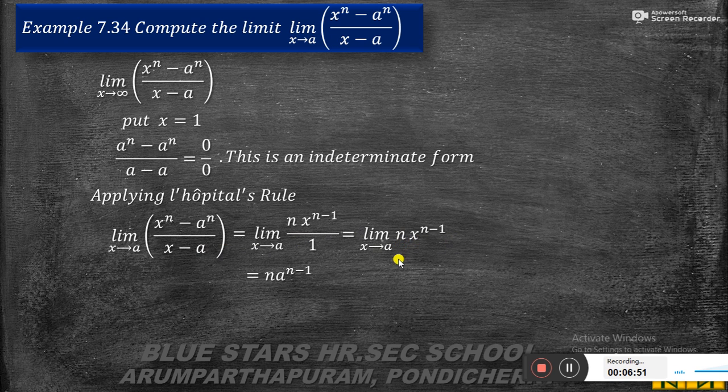So in the next step, the limit is x tends to a, so I substitute x equal to a. Substituting x equal to a means n into a^(n minus 1). This is the answer for this limit. Therefore limit x tends to a of (x^n minus a^n) by (x minus a) equals n into a^(n minus 1). This is the answer.